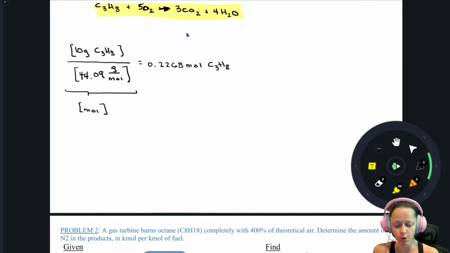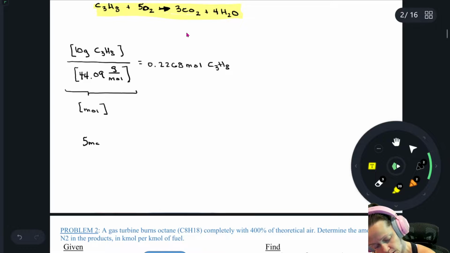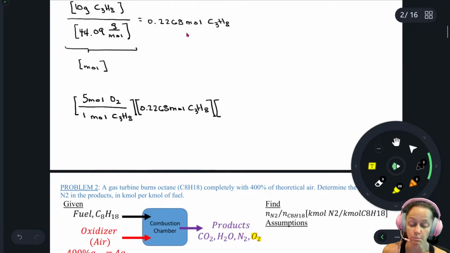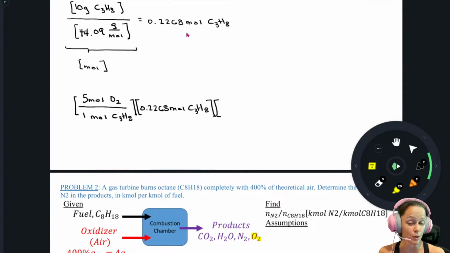So, all right, well, let's see how I can relate this to what I've got up here. So I know per 1 mole of C3H8, I need 5 moles of oxygen. So let's start there. So I need 5 moles of oxygen per 1 mole of C3H8, right? So I'm going to multiply by 0.2268 moles of C3H8, and I can see that's going to give me the number of moles of oxygen, but I don't need moles, I need mass, right?